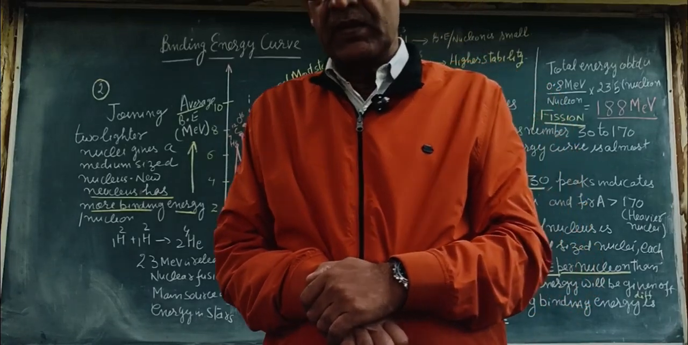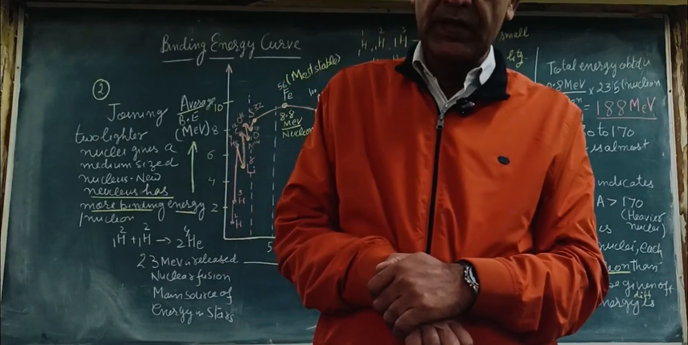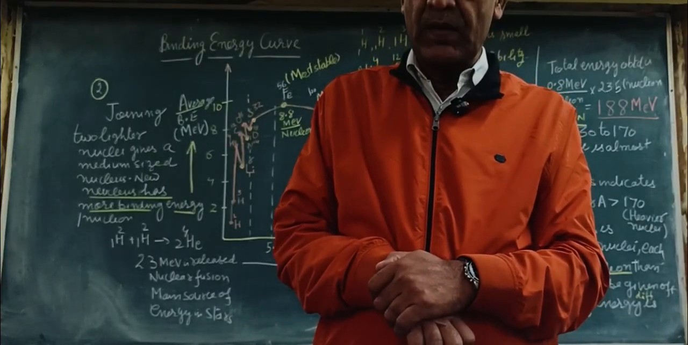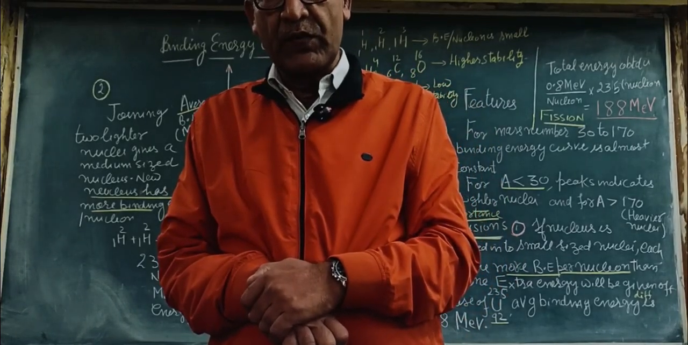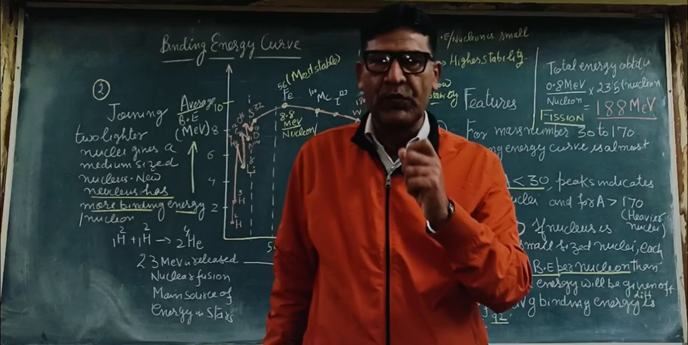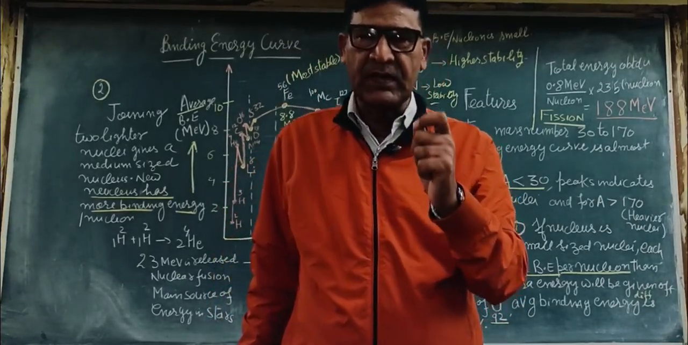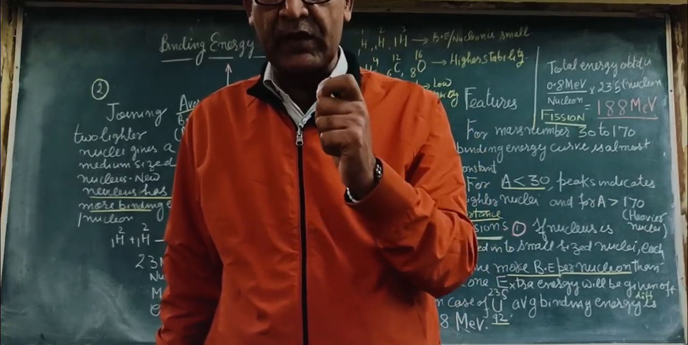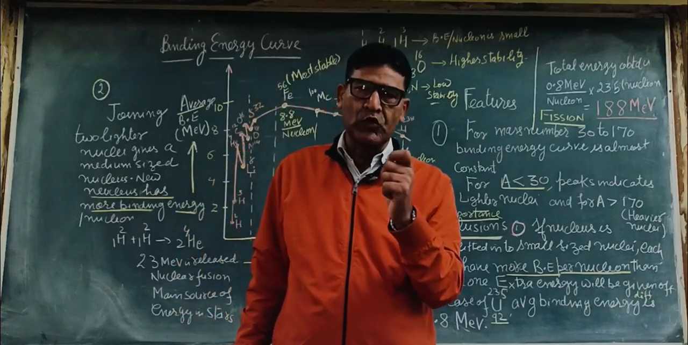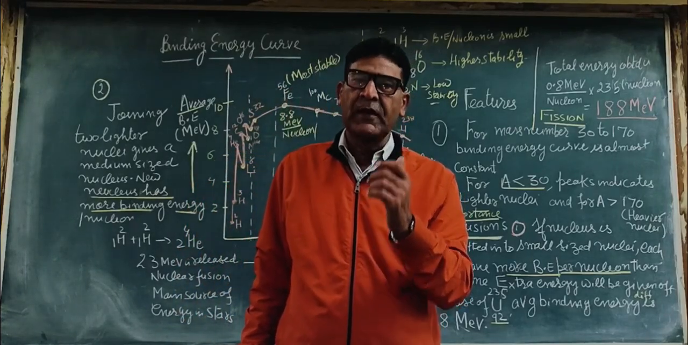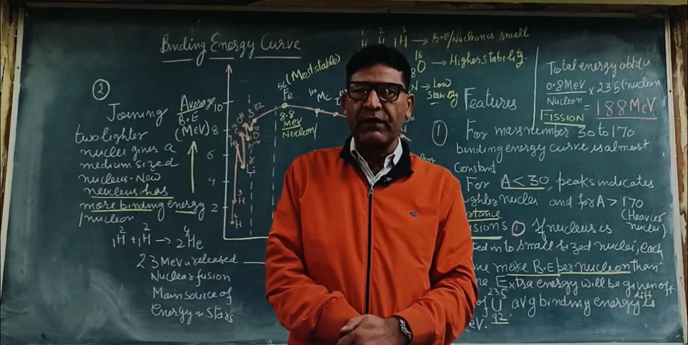Let us say the total binding energy of deuterium is 2.2 MeV. So its binding energy per nucleon will be equal to 1.1, that is, it has two nucleons in the case of deuterium. So its average binding energy is 1.1 MeV, million electron volt. So average binding energy is obtained by dividing the total binding energy of the nucleus by the total number of nucleons. That is known as the average binding energy.